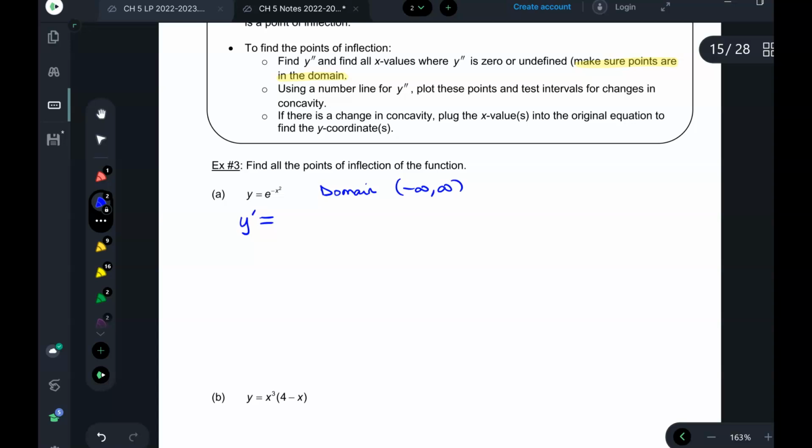Okay, y prime. We have to apply the chain rule, right? e to the negative x squared times negative 2x. Okay, second derivative. We do the product rule, but we're going to have to do the chain rule within the product rule. The derivative of this is just what I have here, right? So let's rewrite that times e to the negative x squared times negative 2x, plus e to the negative x squared times negative 2. Good.